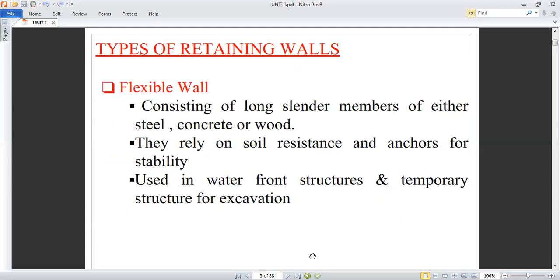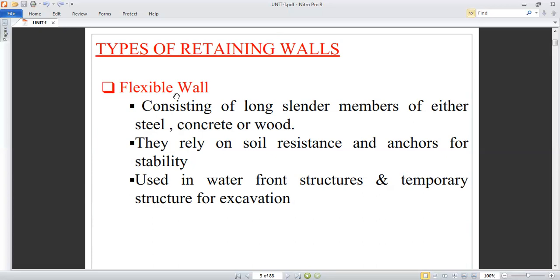Next, we move on to the different types of retaining wall. Okay, so we have some basic major divisions of retaining wall. So in this first unit, you will be mainly focusing on design aspects of two particular types of retaining wall. Okay, so those are, one is cantilever retaining wall and counterfort retaining wall. So before getting into the design part, we'll understand what are the different types of retaining wall.